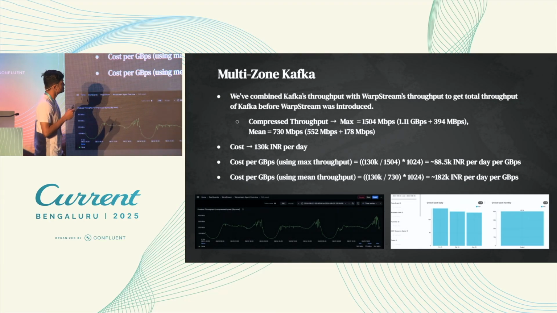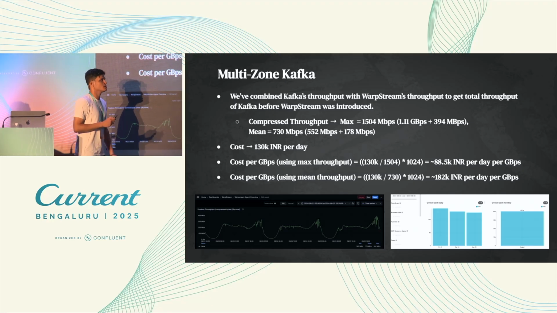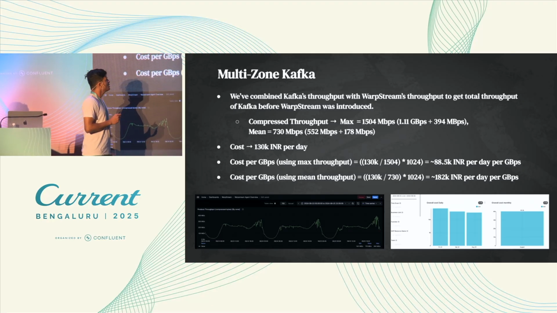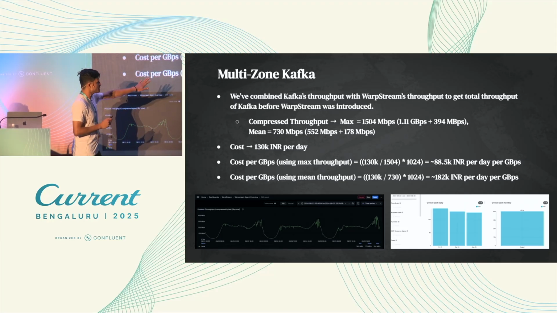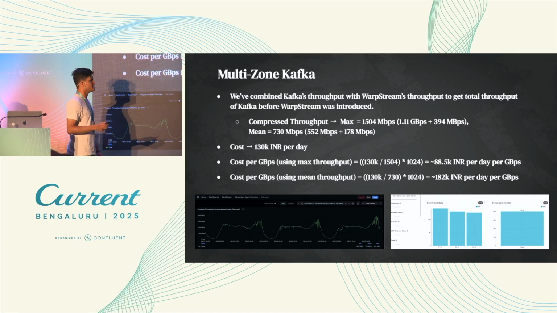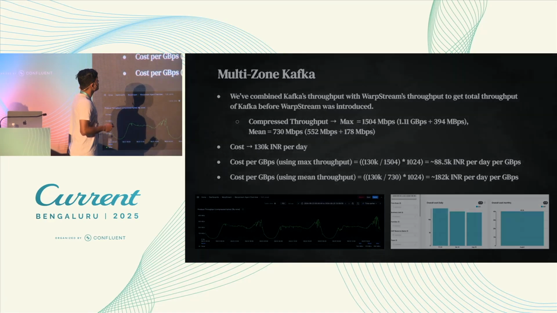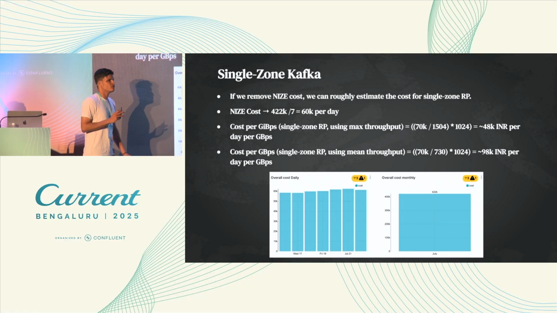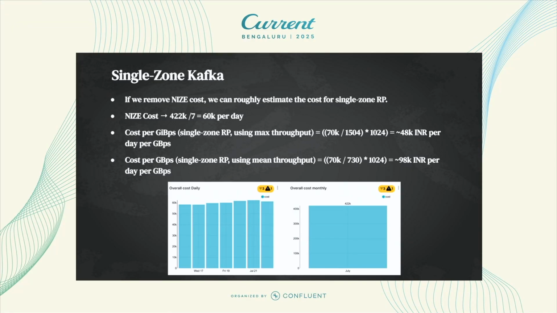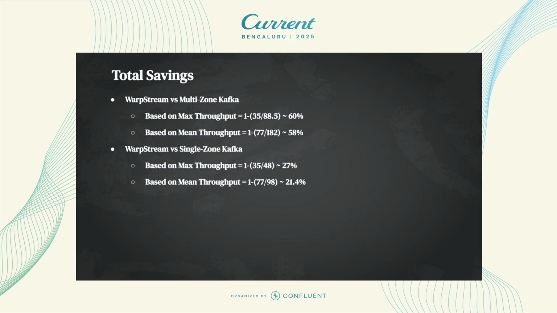Then we did the same thing for multi-zone. Here our Kafka deployment was deployed in 2 zones, and the cost was around 88.5K INR per day per Gbps. This is only for max throughput, but we also have it for mean throughput, and I'll share the percentage difference as well. Then we did it for single zone. We just removed the inter-AZ network cost, and then we did the same comparison. It was 48K INR per day. So to summarize, compared to multi-zone Kafka, we got savings of around 58 to 60%, and this is excluding the licensing cost. For those of you who know about licensing costs, that's a different game.